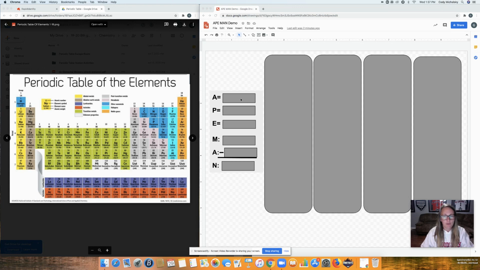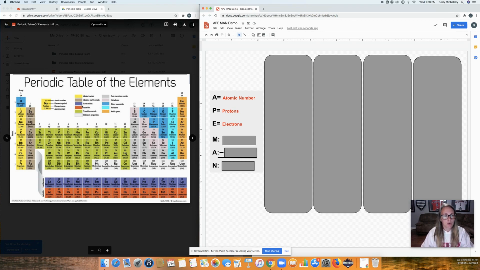So first, let's go over what APEMAN stands for. The A in APEMAN stands for atomic number, which if you look at your periodic table, is that top number. Your atomic number is going to be equal to your protons and your electrons of a stable element. So when we look at this example on my periodic table of sodium, the atomic number is 11. That means that sodium has 11 protons and 11 electrons.